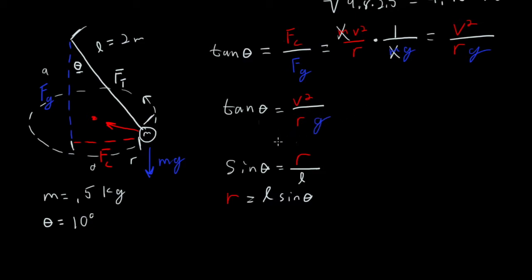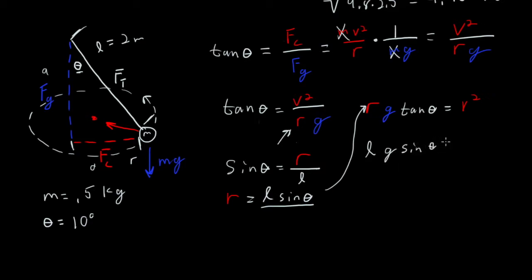So let's rearrange this top equation. Let's rearrange this so that we've got r times g times the tangent of theta equals v squared. And then let's plug in our length times the sine of theta for r. Let's put that in for that right there. So I get L g sine theta tan theta equals v squared.